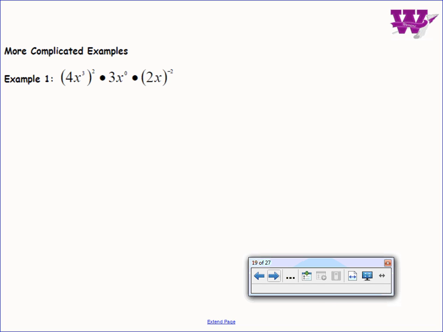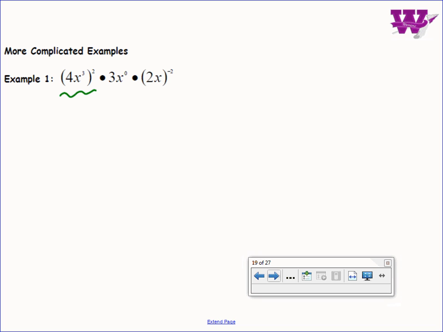In example 1, notice how we have a mixture of exponent properties. We've got some parentheses, we've got some zero exponents, we've got some negative exponents. Let's go ahead and carefully apply our properties to get the same result. I'm going to go ahead and call this my green power.